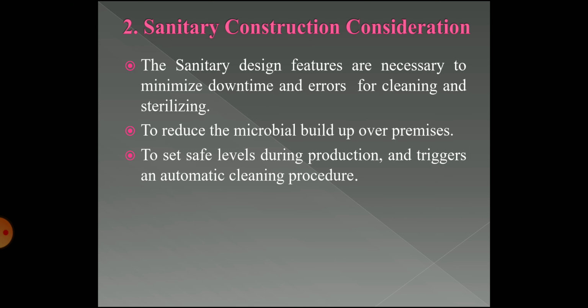Second is the sanitary construction consideration required for a fruit and vegetable processing plant. The sanitary design features are necessary to minimize downtime and error for cleaning and storing, to reduce microbial buildup over premises, and to set safe levels during production and trigger an automatic cleaning procedure.